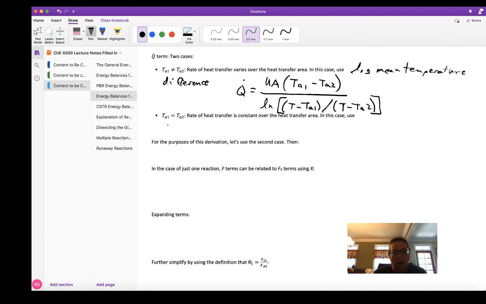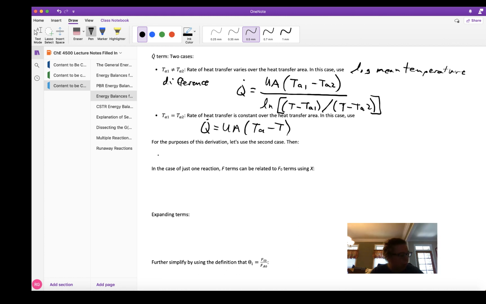On the other hand, sometimes we can say that the coolant flow rate is very fast, and because of that, the temperature of the coolant doesn't change, or it doesn't change noticeably from the inlet to the outlet. In that case, we can make the assumption that the rate of heat transfer, Q, is constant over the heat transfer area. In that case, we can use the simpler expression for Q. We can say that Q is equal to UA (TA minus T), or in this case, TA1 equals TA2 equals TA.